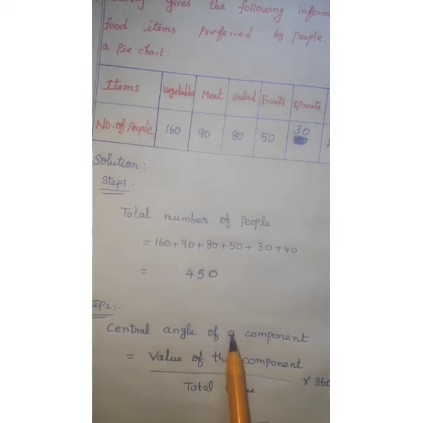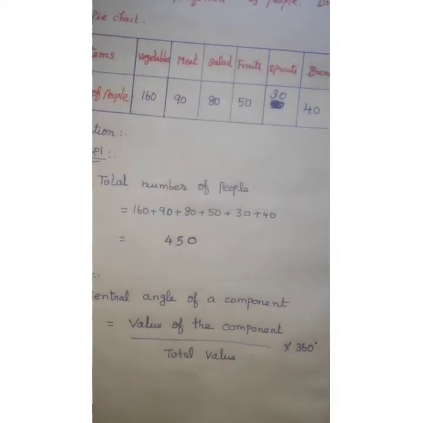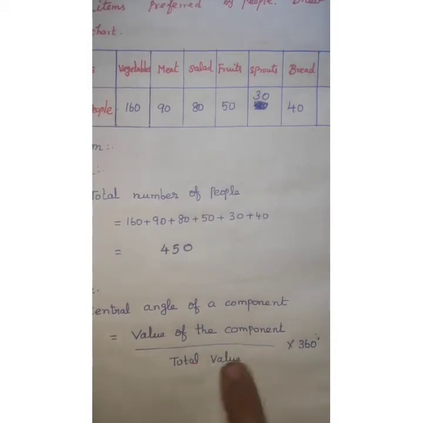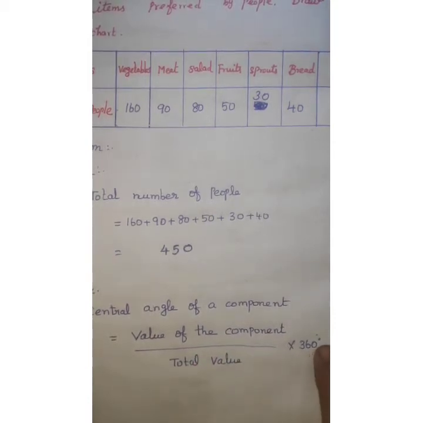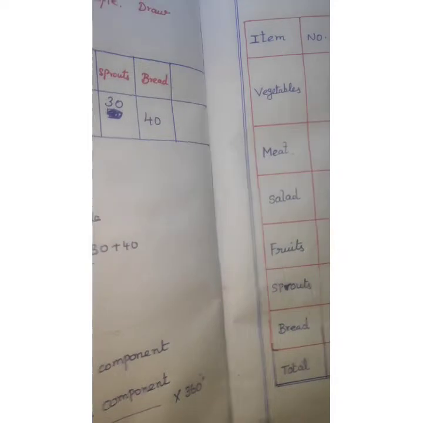Central angle of a component equals value of the component divided by total value into 360 degree. For all the questions you write the same formula in the second step: value of the component divided by total value into 360 degree. Next, step 3, prepare the tabular column.